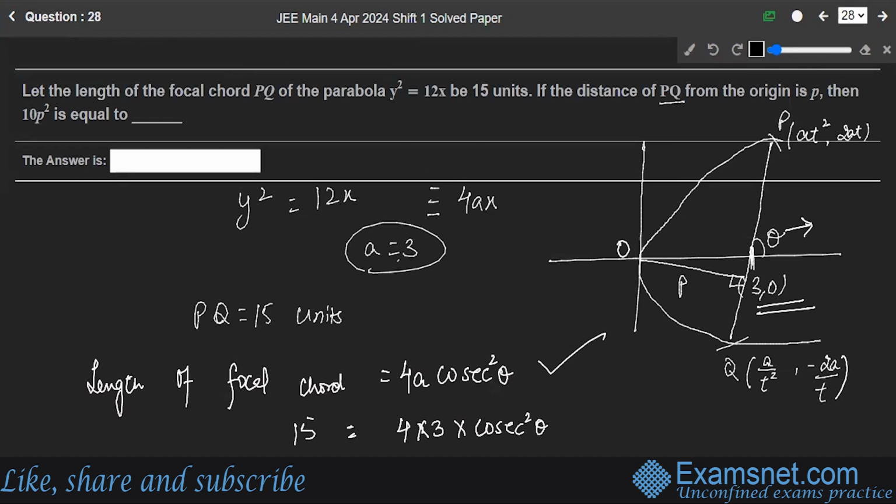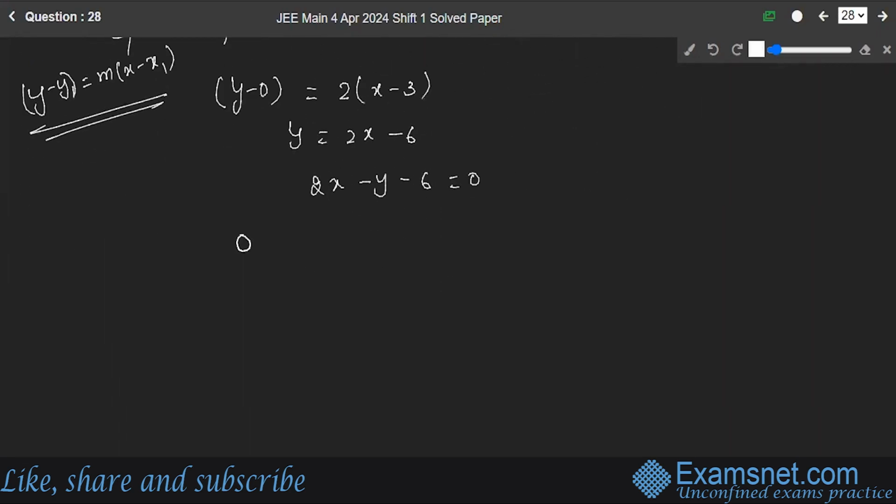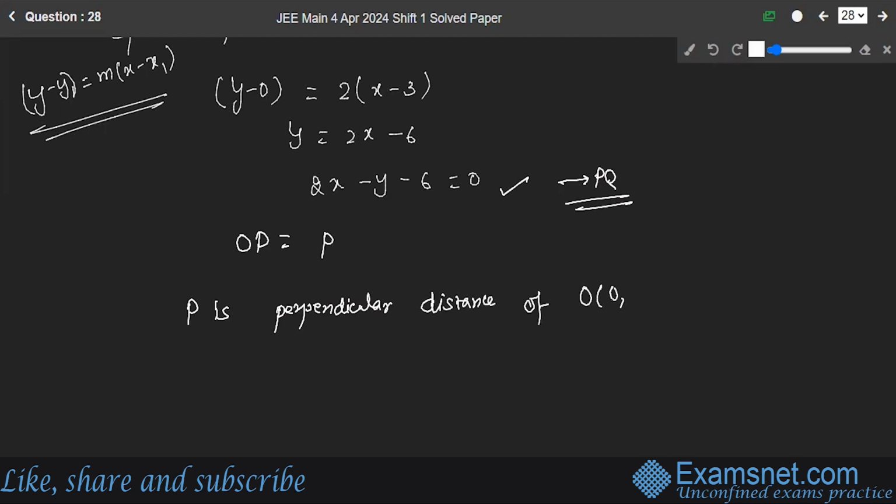Now this is your origin, and let this point be D. So now you have OD is equal to P. It was given in the question, and this is the equation for the line PQ. Correct. So what is P equal to? P is the perpendicular distance from the origin to the PQ line.